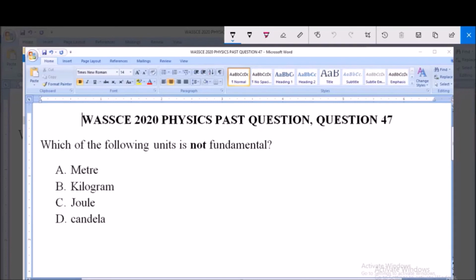I will be answering WAEC 2020 physics past question, question 47. Which of the following units is not fundamental? A. Meter, B. Kilogram, C. Joule, and D. Candela. So we are asked for a unit that is not a fundamental unit.